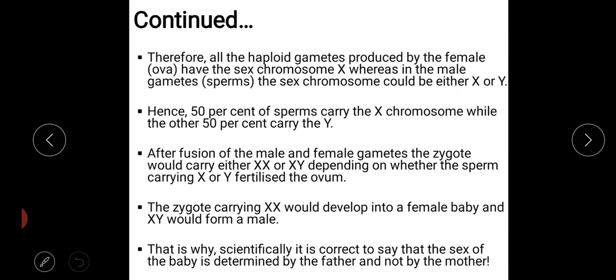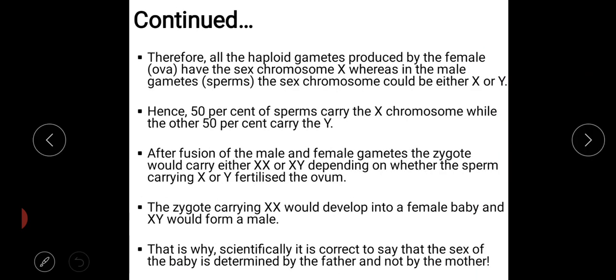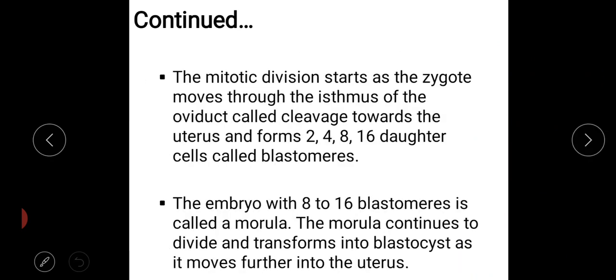Therefore, all the haploid gametes produced by the female carry X, so they have the XX, and the sperm may have X or Y. So what are the chances? Chances of 50%, as you can see from over here. There is a chance of having a male child or a female child. So the zygote carrying XX would develop into a female baby, and if it is male, it will have the XY chromosome.